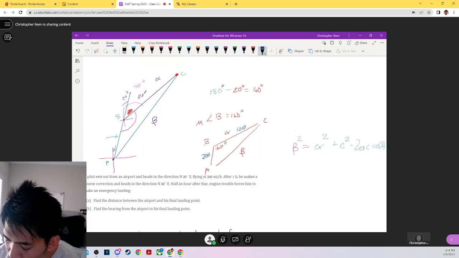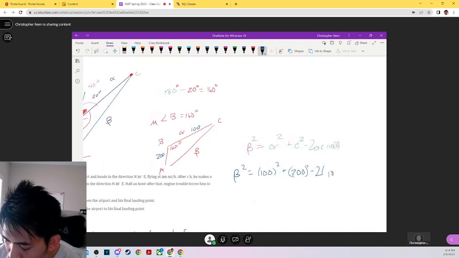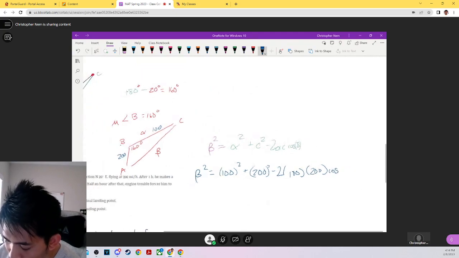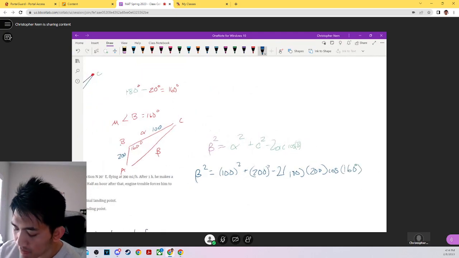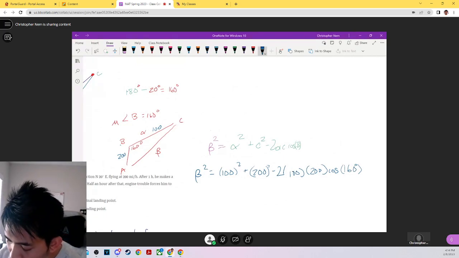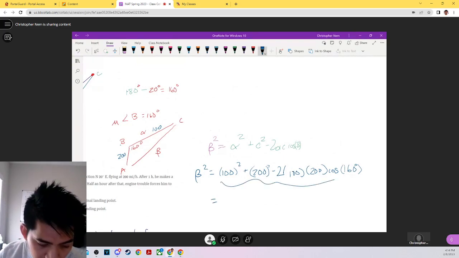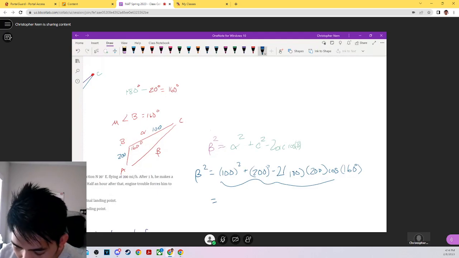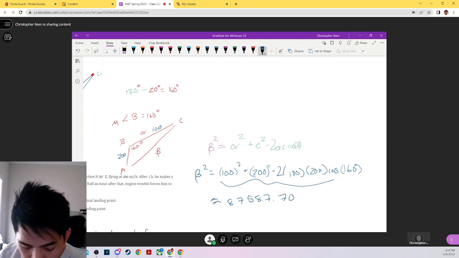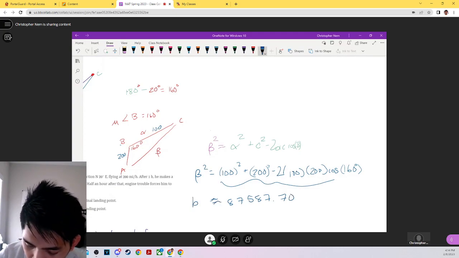If you plug in your values, you get beta squared is equal to alpha squared, which is 100 squared, plus 200 squared minus 2 times 100 times 200 cosine of 160 degrees. Make sure you're in degree mode, all that stuff. Calculate all of this. If you calculate it all, it should be roughly 87587.70. Beta squared is equal to that.